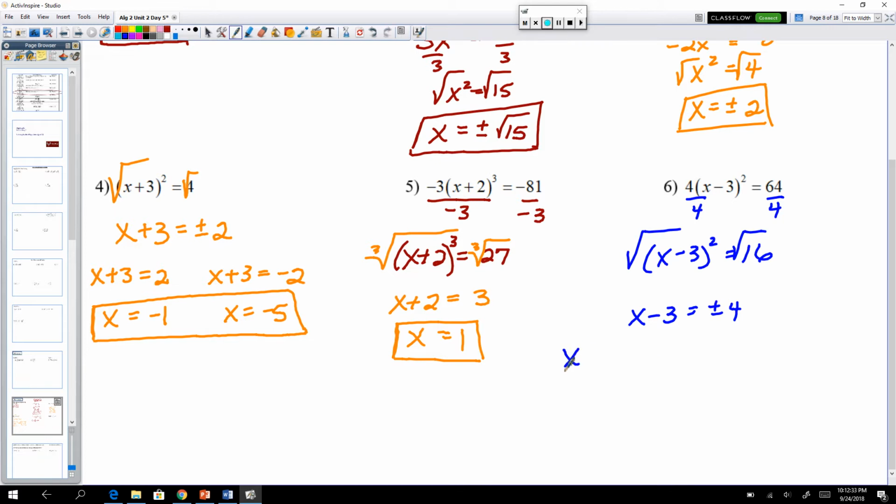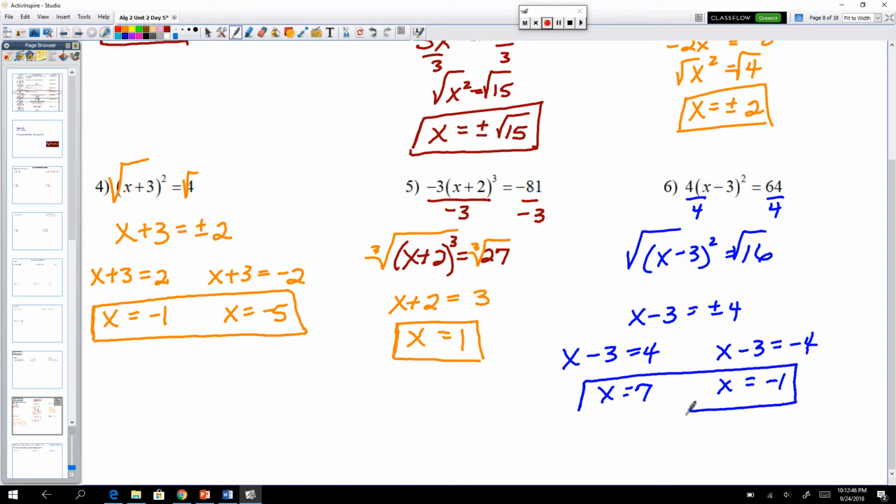So now we need to break this out because there are two different ways this could go. It could be positive 4, or x minus 3 could equal negative 4. So the two answers that will make this a true statement are positive 7 and negative 1.